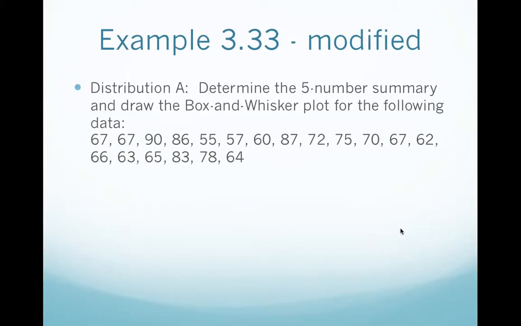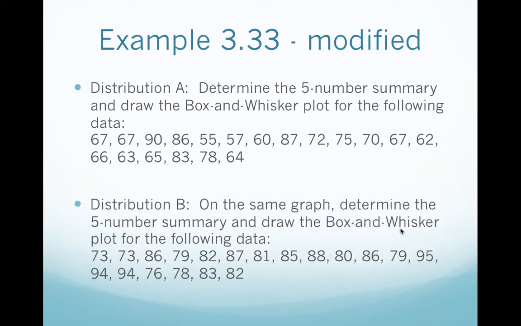Okay, we're looking at another example of a box and whisker plot where we compare two distributions. We say distribution A and distribution B. In distribution A, we're going to determine the 5-number summary and draw the box and whisker plot for the following data. In distribution B, we're going to produce the same on the same graph, a box and whisker plot for distribution B.